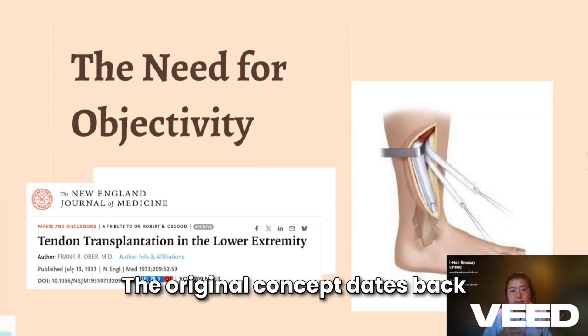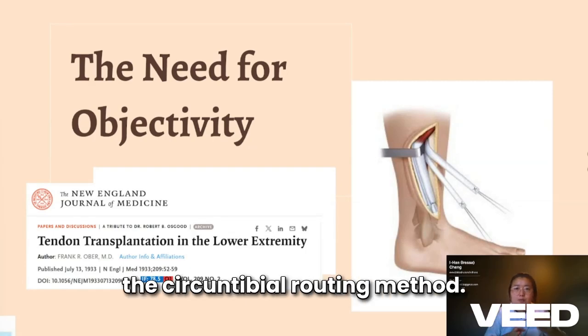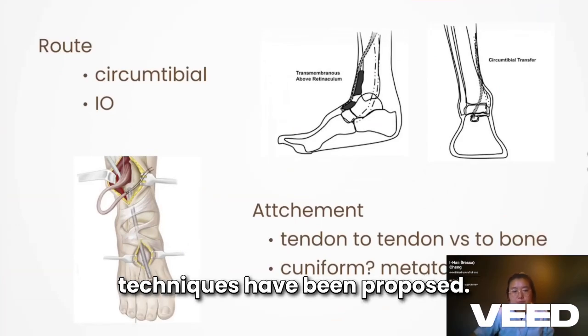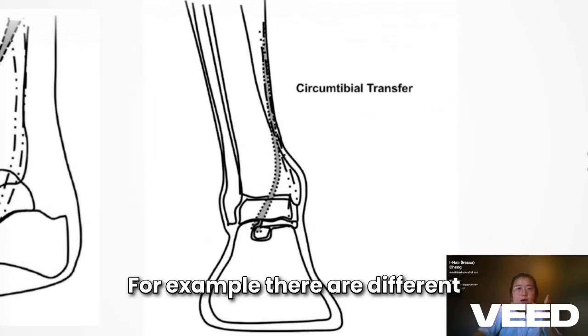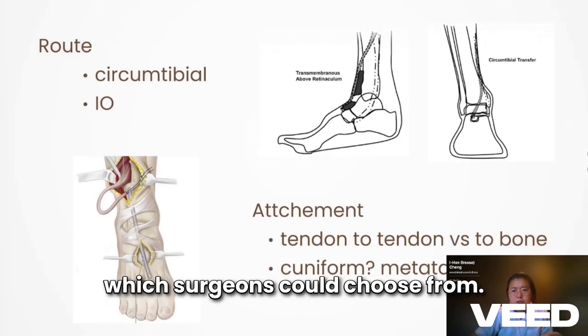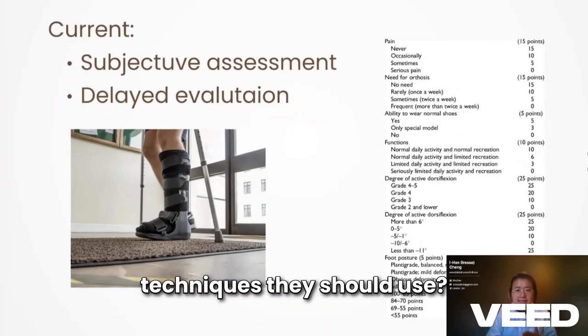The original concept dates back to the 1930s when Dr. Ober first described the circumtibial routing method. Over the years, various surgical techniques have been proposed. For example, there are different routing methods, and there are also different attachment sites which surgeons could choose from. But here's the catch. How do surgeons know which techniques they should use?